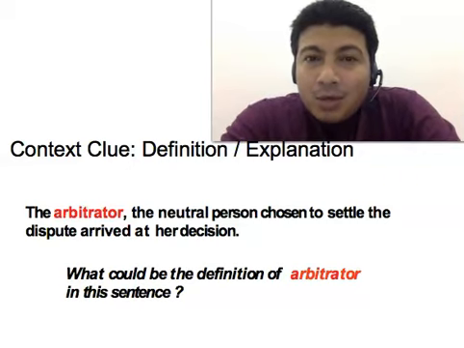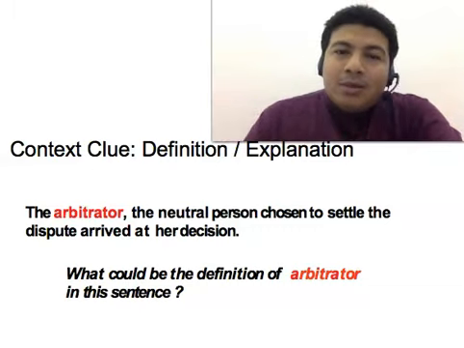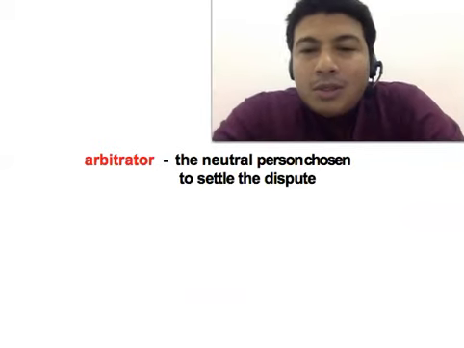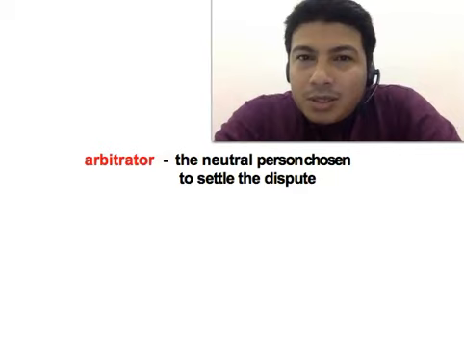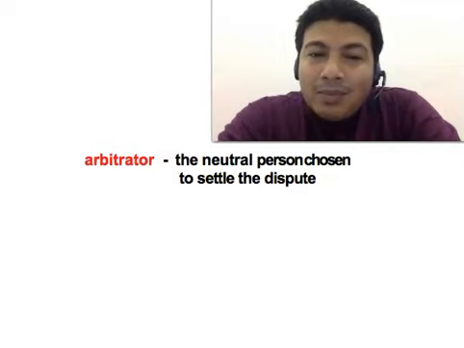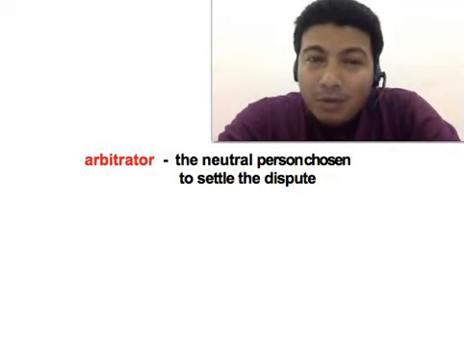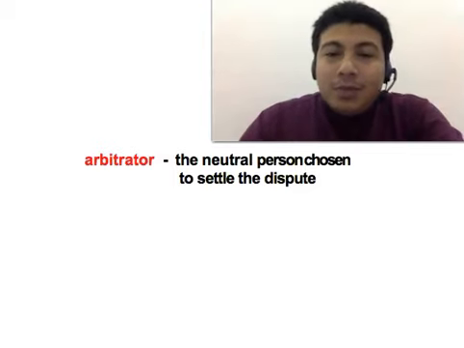So it is quite easy for you to guess. The arbitrator, an arbitrator is a neutral person. So the neutral person chosen to settle the dispute. So it could be the middle person, a broker, someone who is dealing in on behalf of other people. So there are two parties and there'll be a middle person, and that person is the arbitrator.